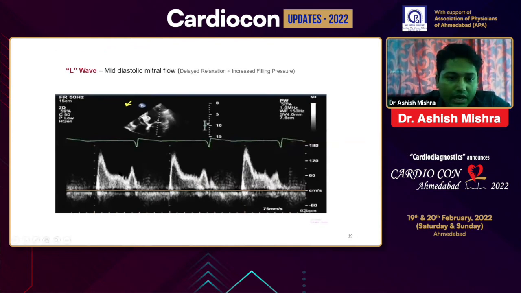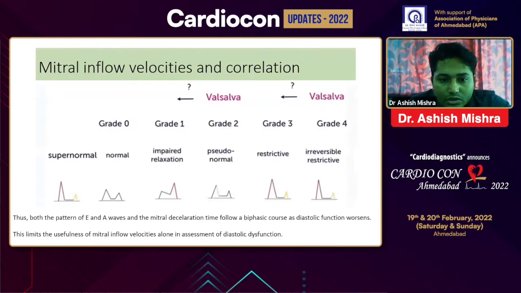So this is the typical L wave which we were talking about. It is an interposed wave between the peak E velocity and the A velocity, and it is also sometimes called the mid-diastolic mitral flow wave. The presence of an abnormal L wave again depicts delayed relaxation and increased filling pressure.